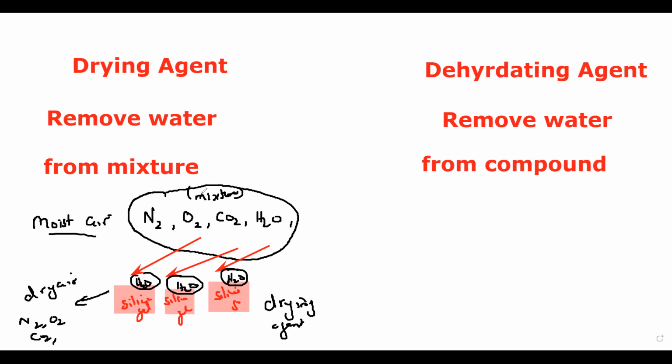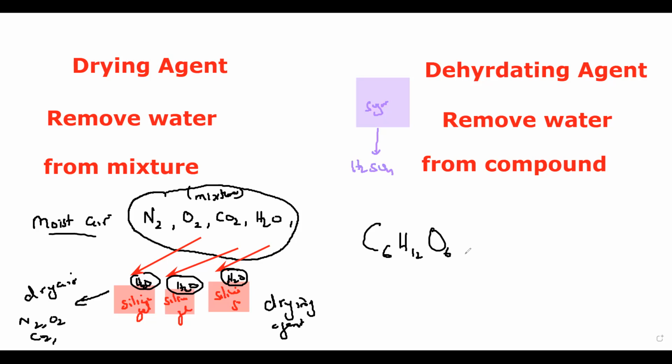But what is a dehydrating agent? When we remove the water from a compound, we call that a dehydrating agent. For example, we have glucose, C6H12O6, like sugar, and we add sulfuric acid. Say these are sugar crystals, C6H12O6, and we add them to sulfuric acid, H2SO4.